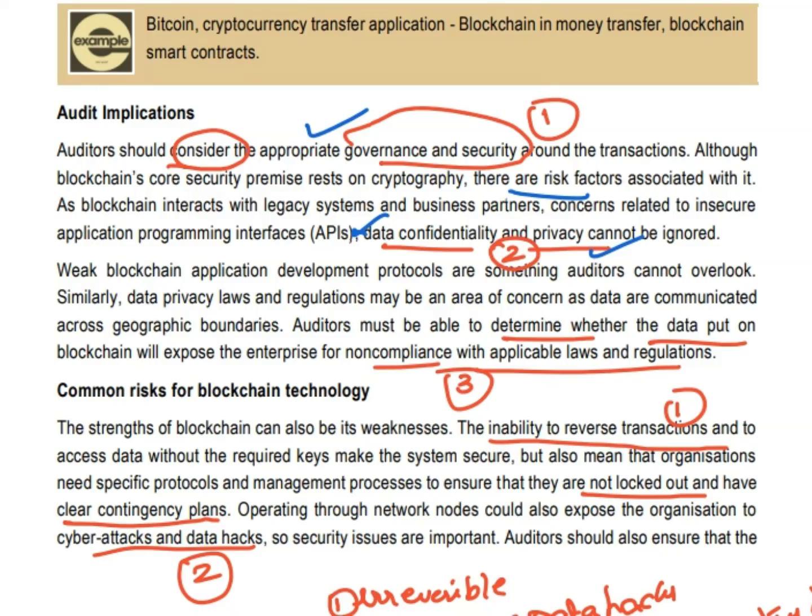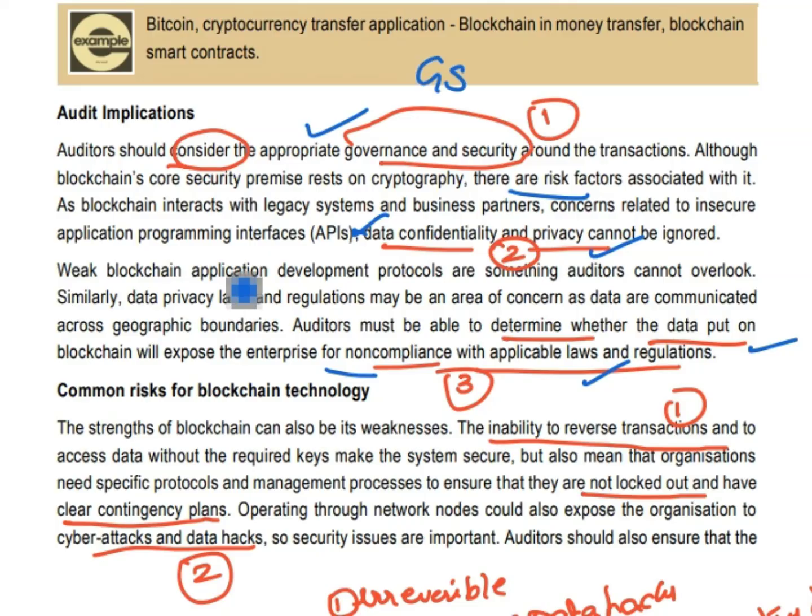Confidentiality and privacy cannot be ignored. That is the second point. And the last point is that the auditor must be able to determine whether the data put on the blockchain will expose the enterprise to non-compliance with regulations and laws. You just ensure whether there will be a problem of non-compliance.